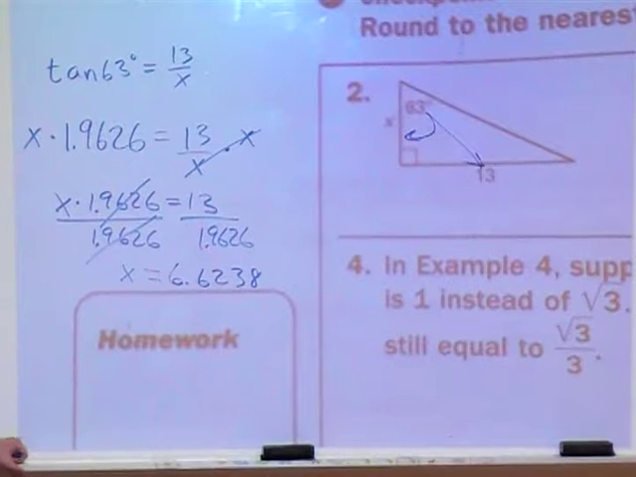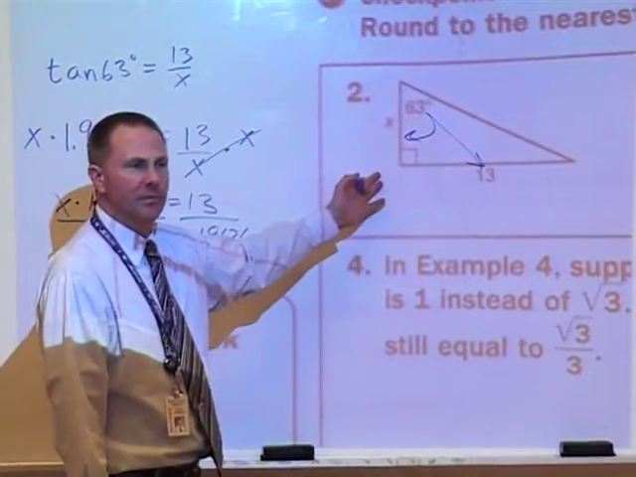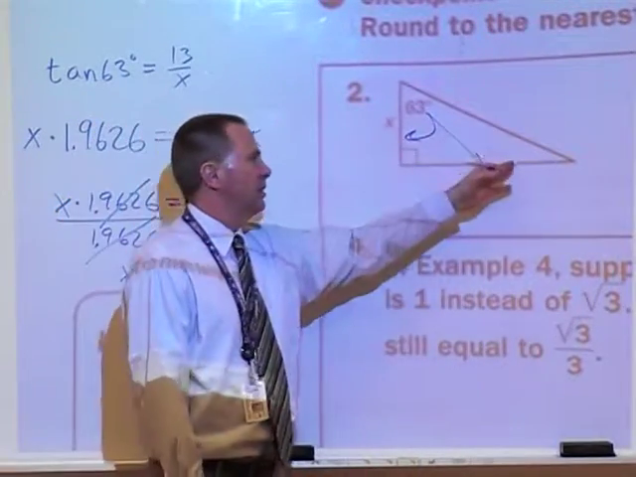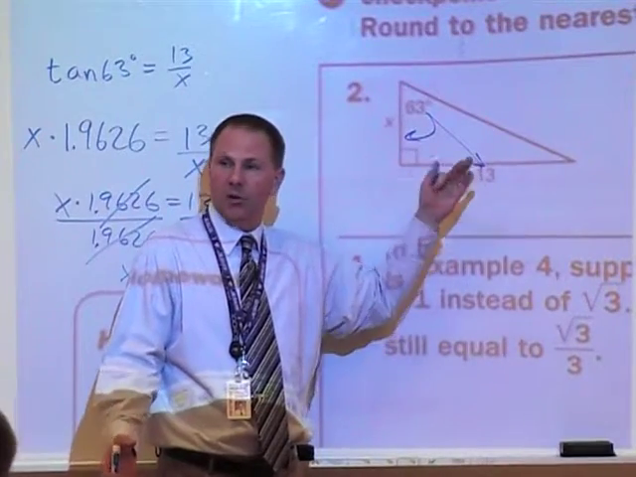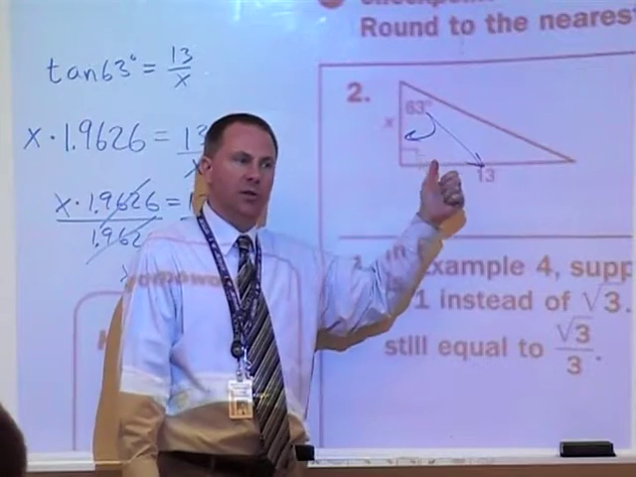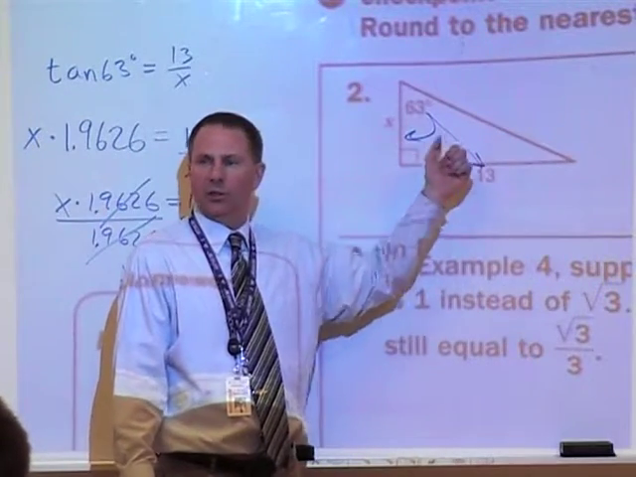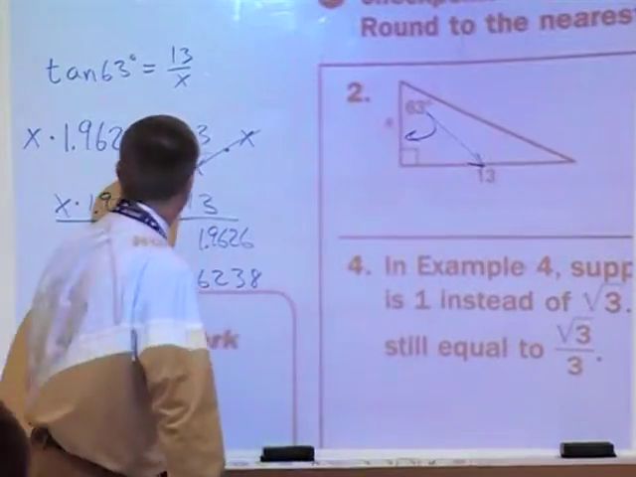So you just found x using trigonometry. You do not have enough information to use the Pythagorean theorem. It's not a 30, 60, 90 degree triangle, so you had nothing until now to solve this triangle. Tomorrow you'll do sine and cosine, and you could figure out all the other sides as well. Yes? How'd you get 1.9?